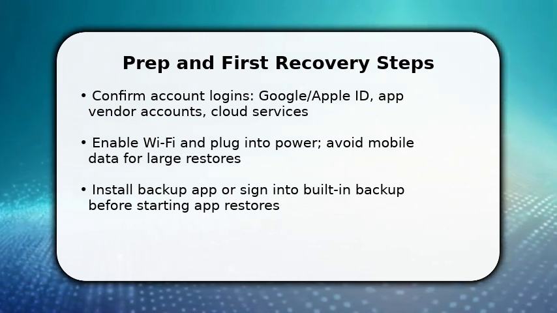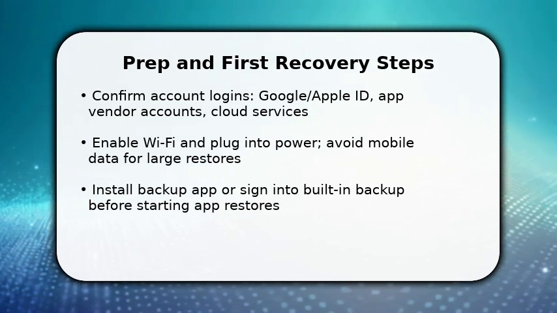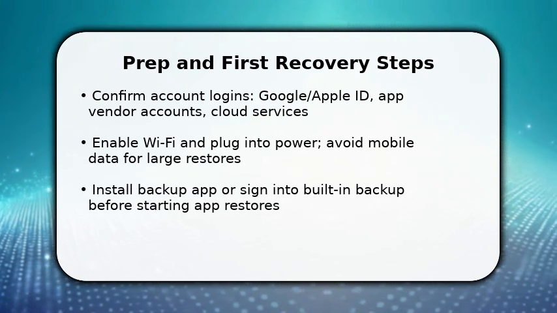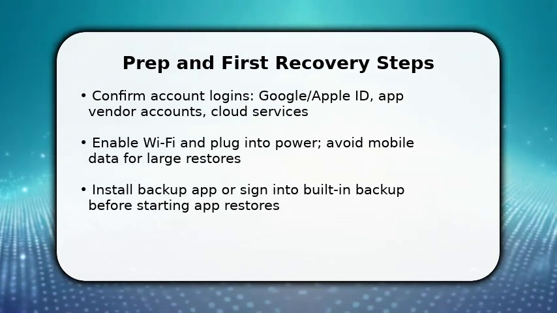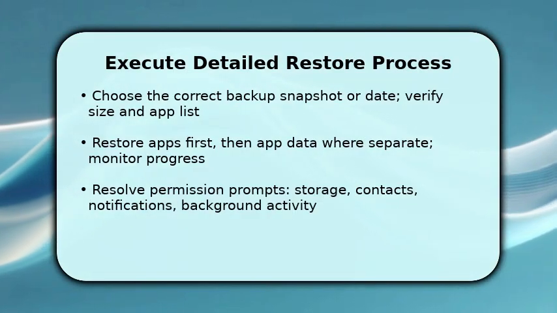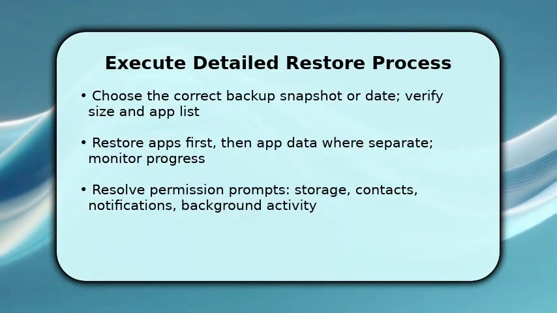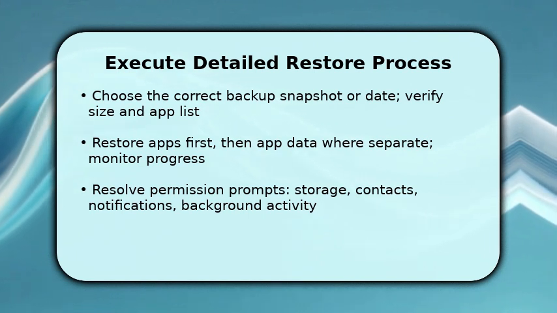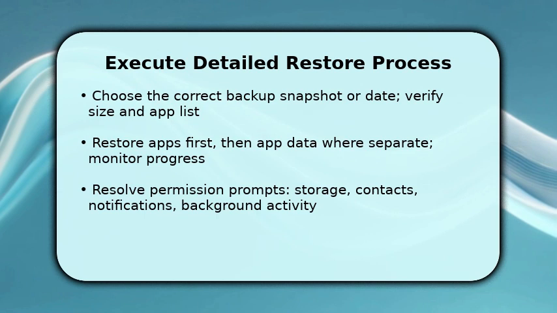Next, install or open the backup app or built-in restore utility. You'll trigger the actual data fetch from cloud or local backup in the next step. You now select the precise backup snapshot, pick the date, and confirm the included apps and data size so you avoid missing files. Start by restoring the apps themselves, then follow with app data if the system separates those steps.